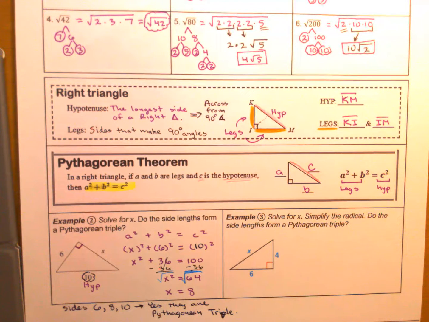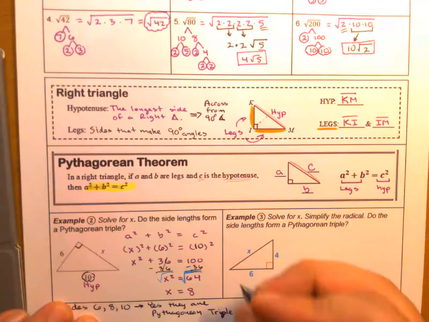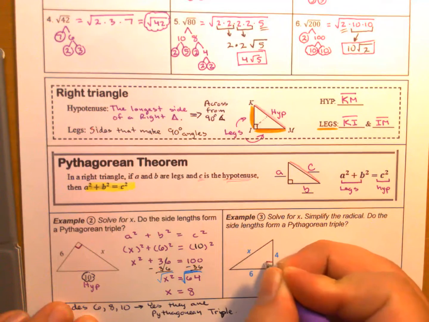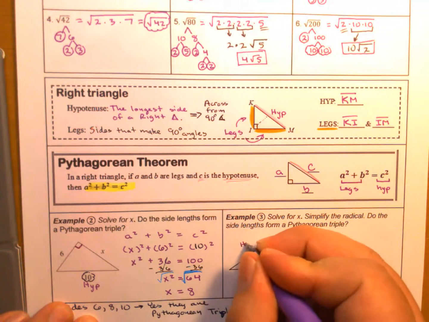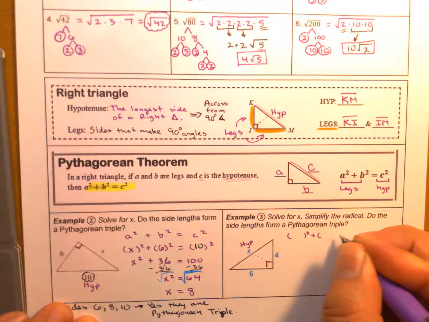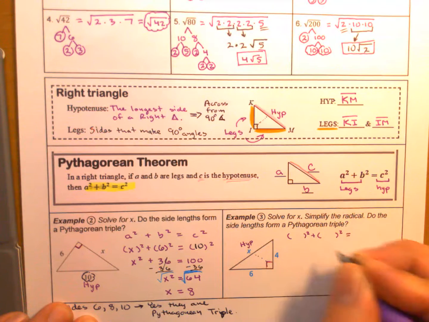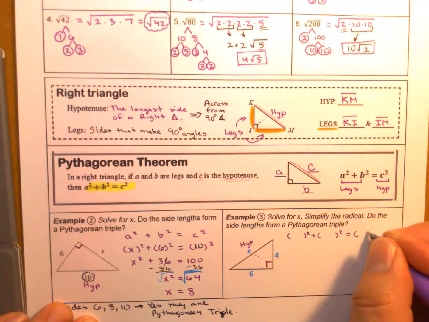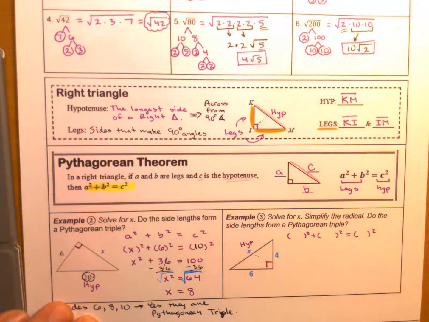So when I look at number 3, it says solve for x, simplify the radical, do the side lengths form a Pythagorean triple. Okay, and we're going to get that question on the assignment as well. But when I look at this one, here's the 90. That makes this the hypotenuse right here. All right, here we go. I'm ready. I'm going to go right into it this time. Something to the power 2 plus something to the power 2 equals something to the power 2. Remember, everything should start with that.